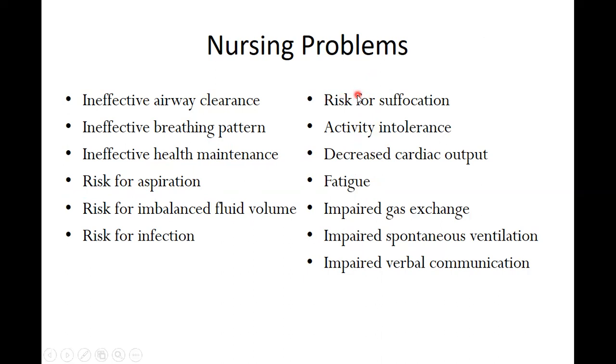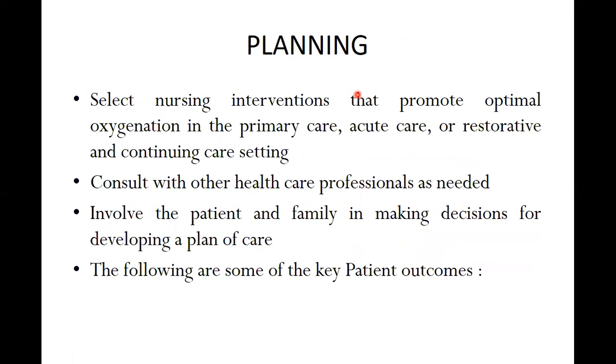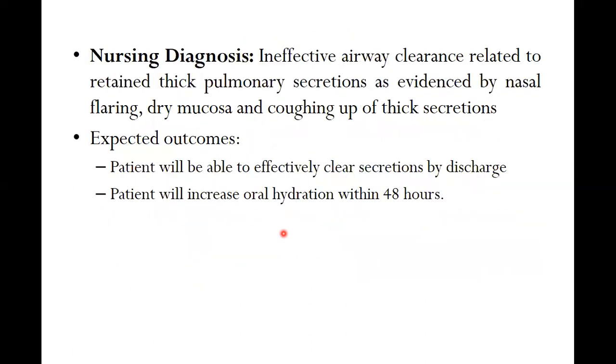impaired respiration or oxygenation. So in your planning phase of the nursing process, you want to select those interventions that will promote optimal oxygenation in the primary care, acute care, or restorative and continuing care setting. For example, patients with chronic obstructive pulmonary disease oftentimes will not be in the acute care setting, but in restorative and continuing care or rehabilitation, where you teach them deep breathing exercises so that despite that chronic condition, they are able to maintain a good amount of oxygenation, okay? So that you can still look at the other aspects.